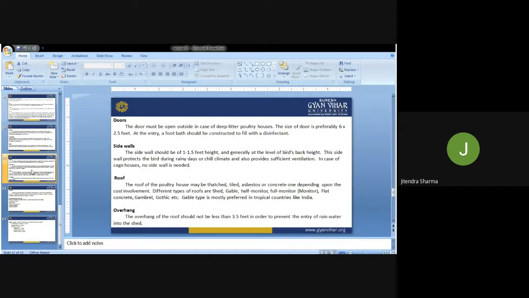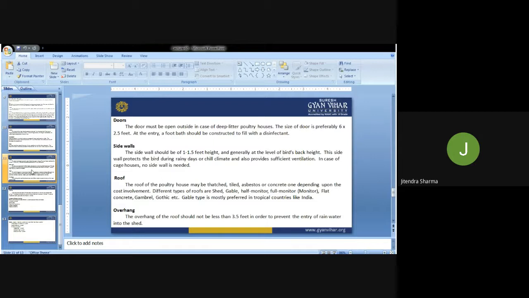Now the roof of the poultry house may be thatched, tiled, we can use an asbestos sheet sometimes, or concrete, depending upon the cost involved. Different types of roofs are available as a shed: gable, half monitor, full monitor, flat concrete, gothic, etc. The gable type is probably preferred in tropical countries like India. This is the recommendation for the roof.